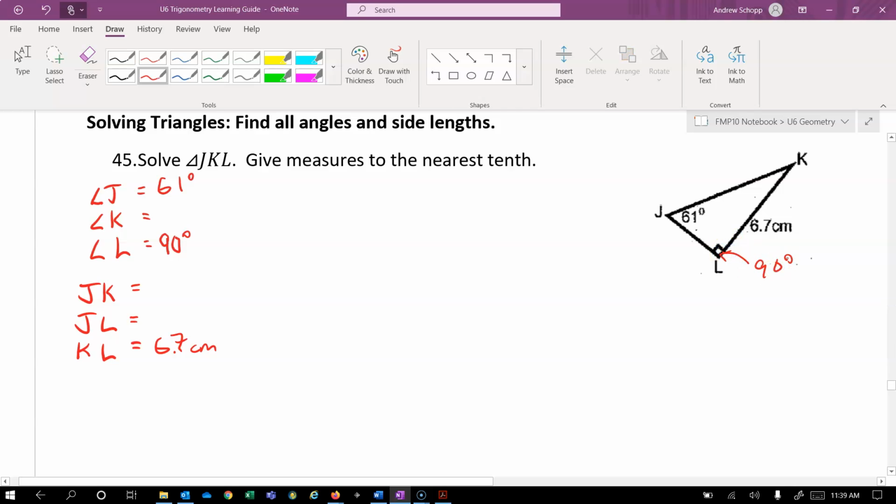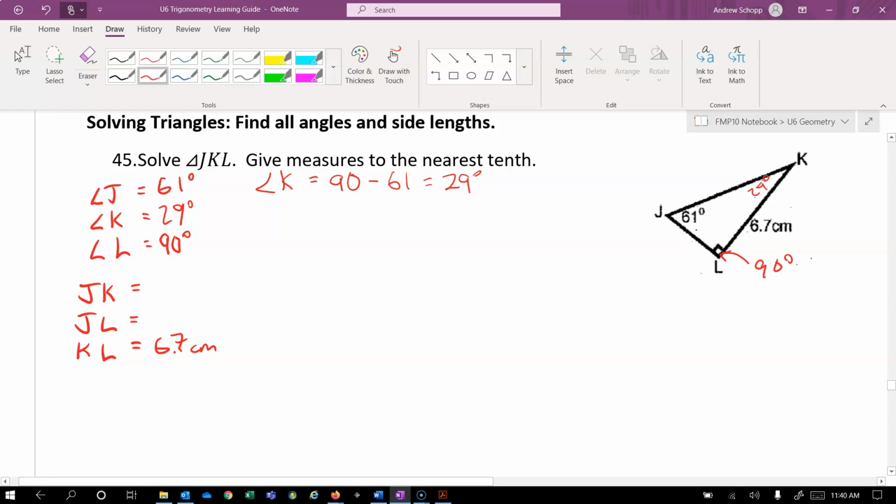Now, if we want to find angle K, we have an understanding of triangles that tells us there's 180 degrees in a triangle. If it's a right triangle, we know that one of those angles is 90, which leaves 90 degrees for the remaining 2 angles. So angle K must be equal to 90 degrees minus 61, which gives us 29 degrees. Okay, so all that we're left now to do is to find length of JK and JL.